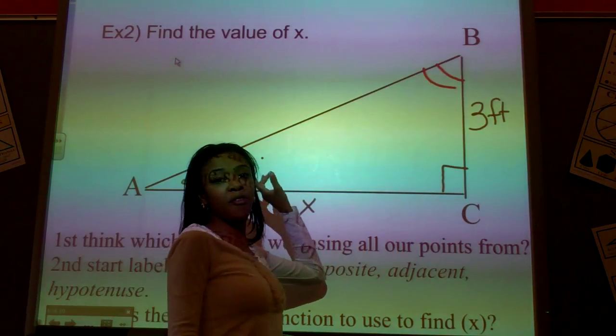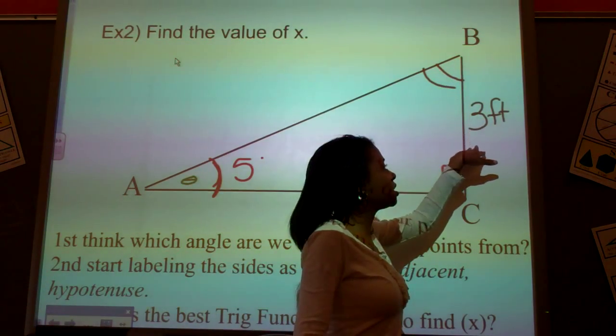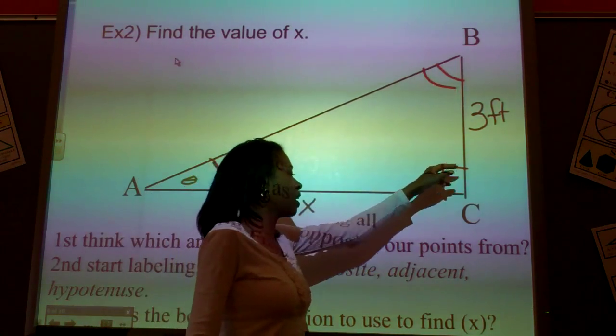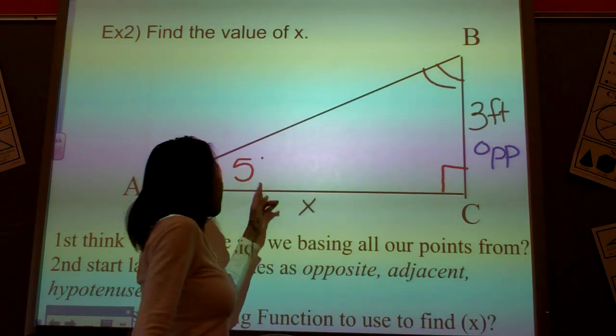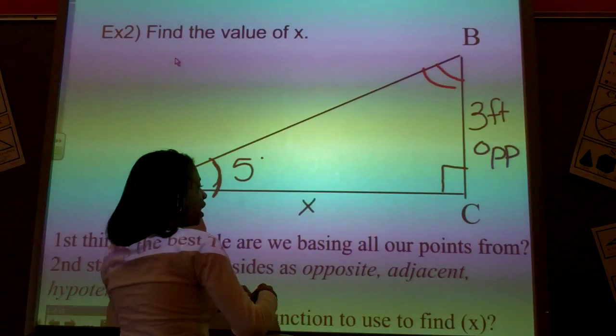And in reference to angle A, what else are we given? This leg here, BC. In reference to angle A, BC is which leg? It is the opposite leg. So we're given the opposite leg, and we're given theta. We're asked to find the value of x.